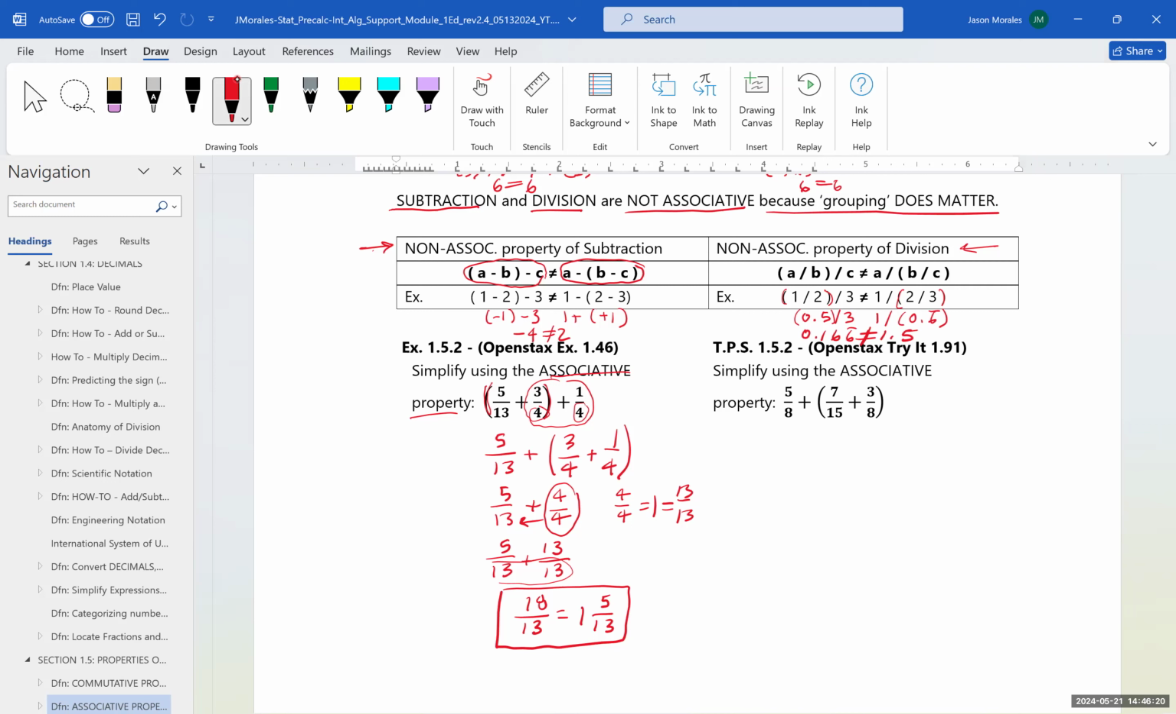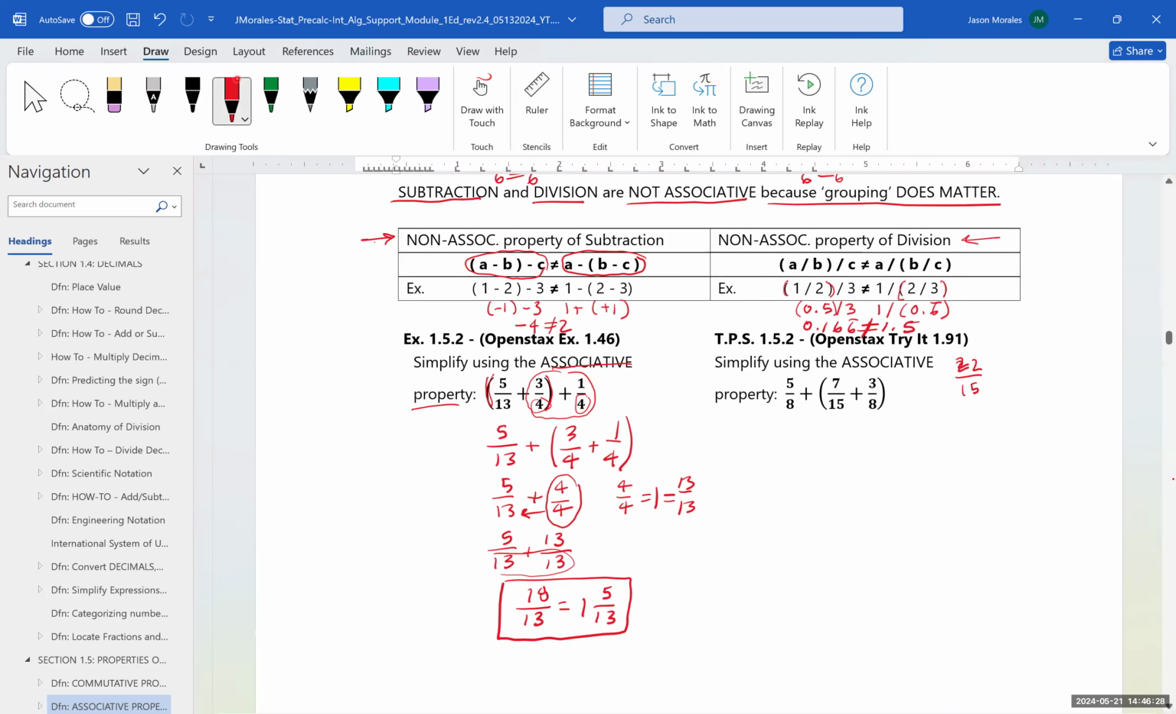Okay, so try this next example. I'll give you the answer. So you should get an improper fraction of 22/15.